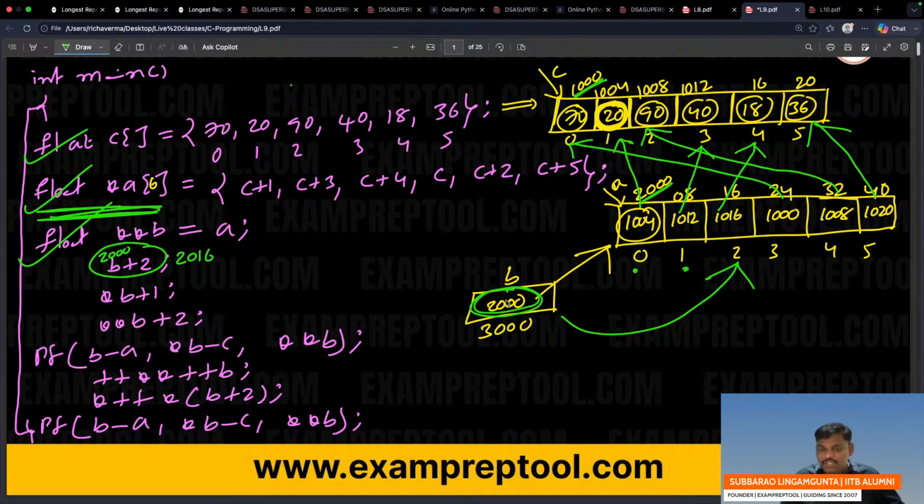Now see the interesting story. B is 2000, which means it is pointing to 2000. When you say B plus 2, 2 people you have to skip. Wherever it is pointing, everyone is 8 bytes, so plus 2 skips 2 people. It will go to 2016. But the important thing: B will not update.